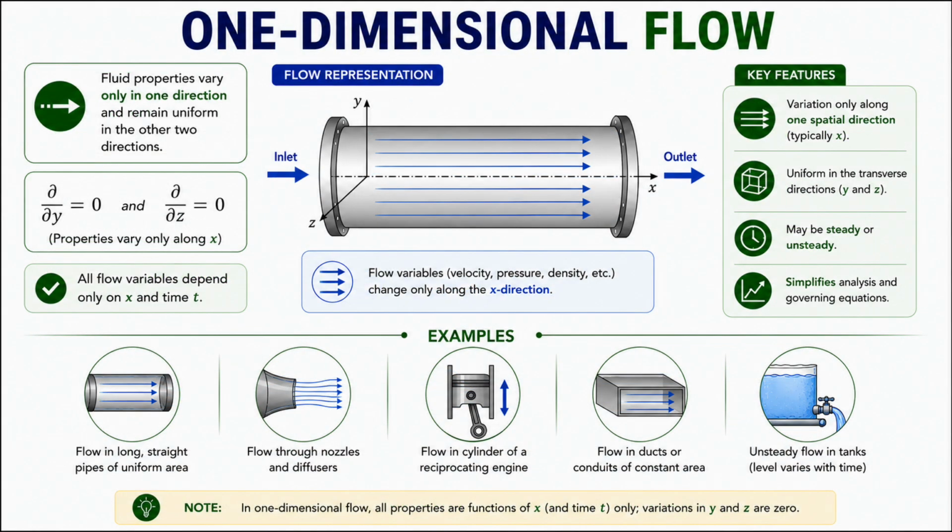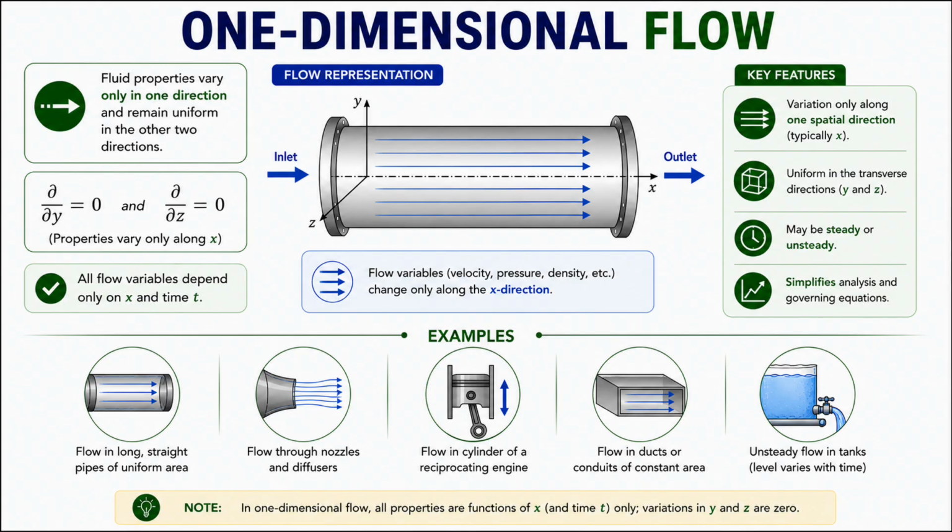One-dimensional flow occurs when the fluid properties vary only along one spatial direction. Observe the flow inside the pipe. Here, the velocity, pressure, and other flow variables change only along the x direction while remaining uniform in the y and z directions. Mathematically, the variations along y and z are considered zero. This assumption greatly simplifies fluid flow analysis and governing equations.